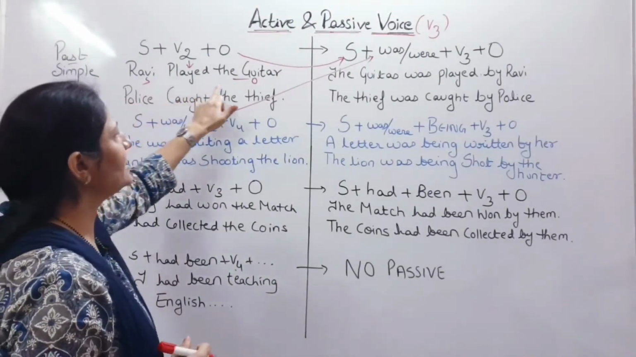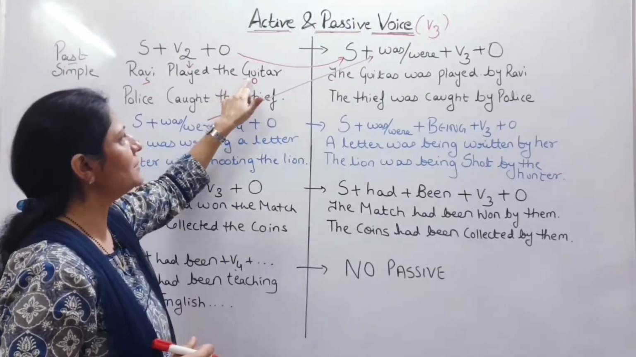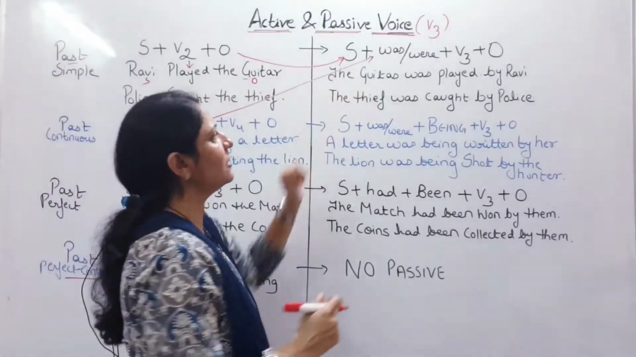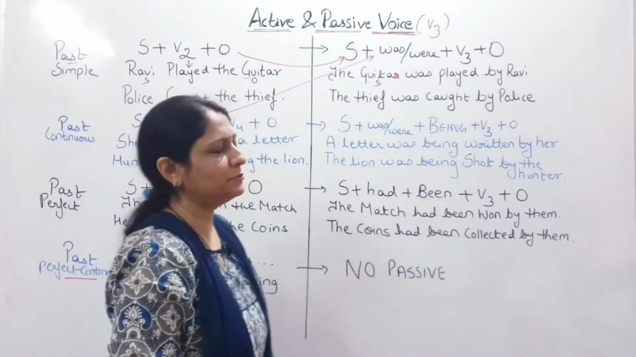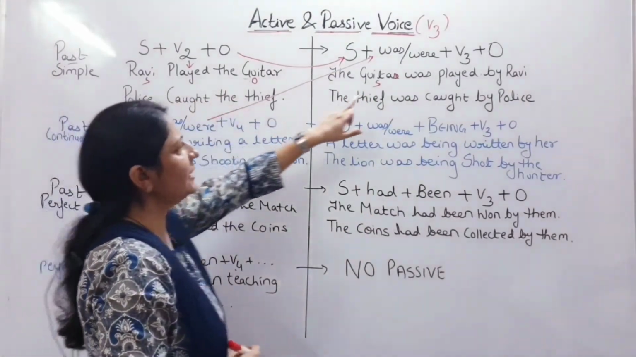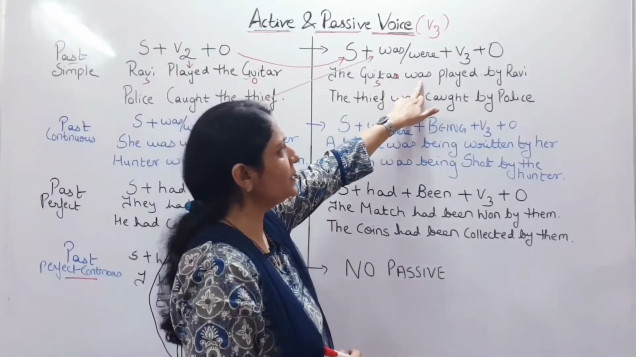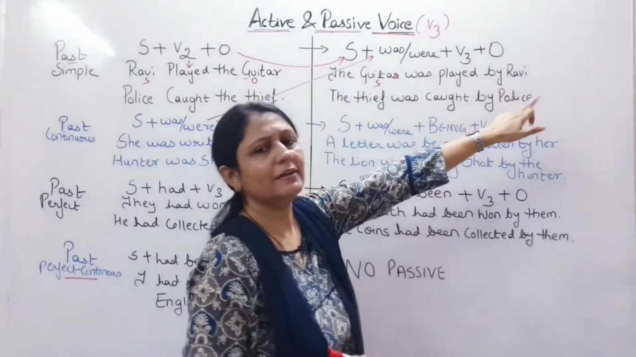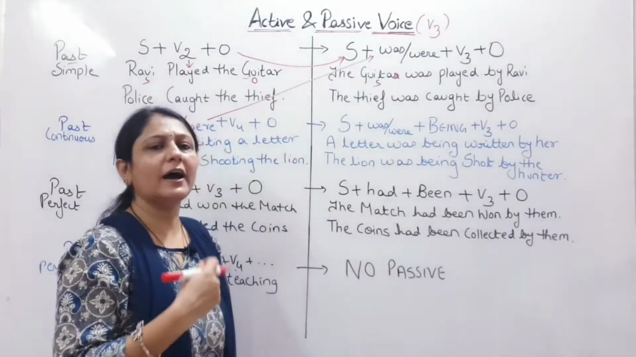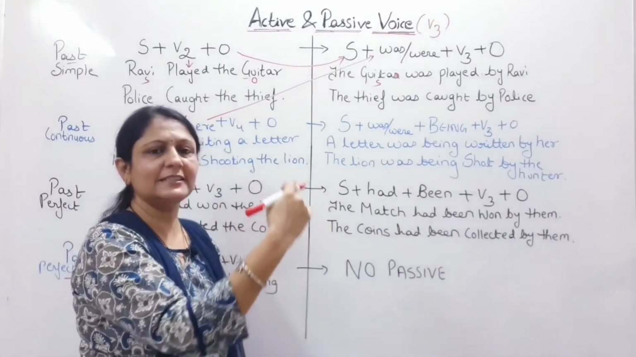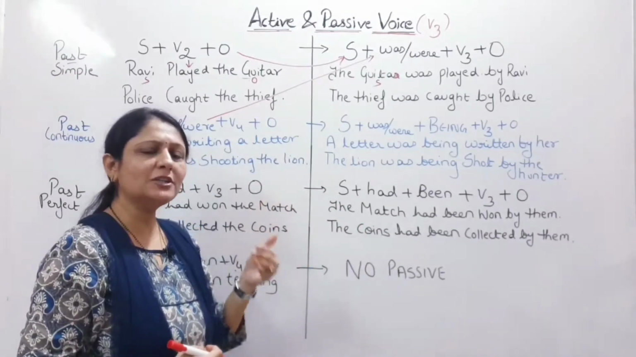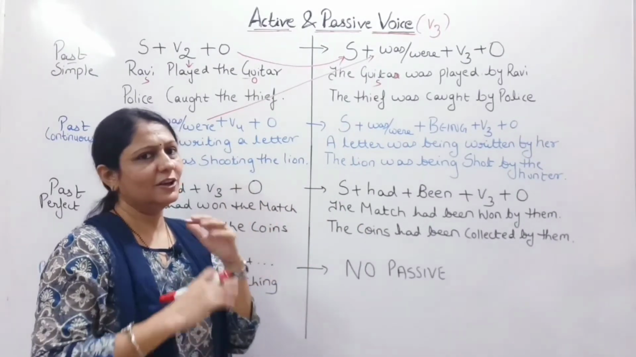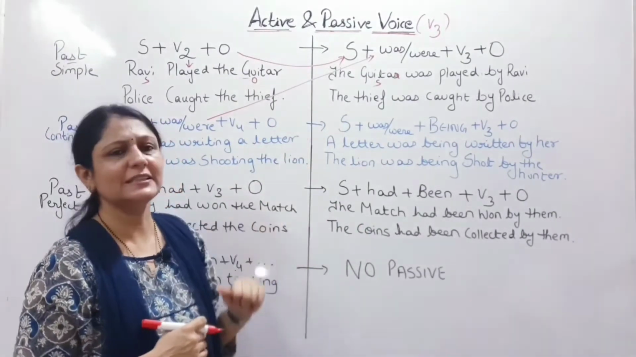So, Ravi played the guitar. Now, let's see what happens here. Guitar is the object. Now, here the word guitar becomes the subject over here. The guitar, it is singular, was played by Ravi. For example, I taught tenses yesterday. Tenses were taught by me yesterday. So, it is similar to this sentence.